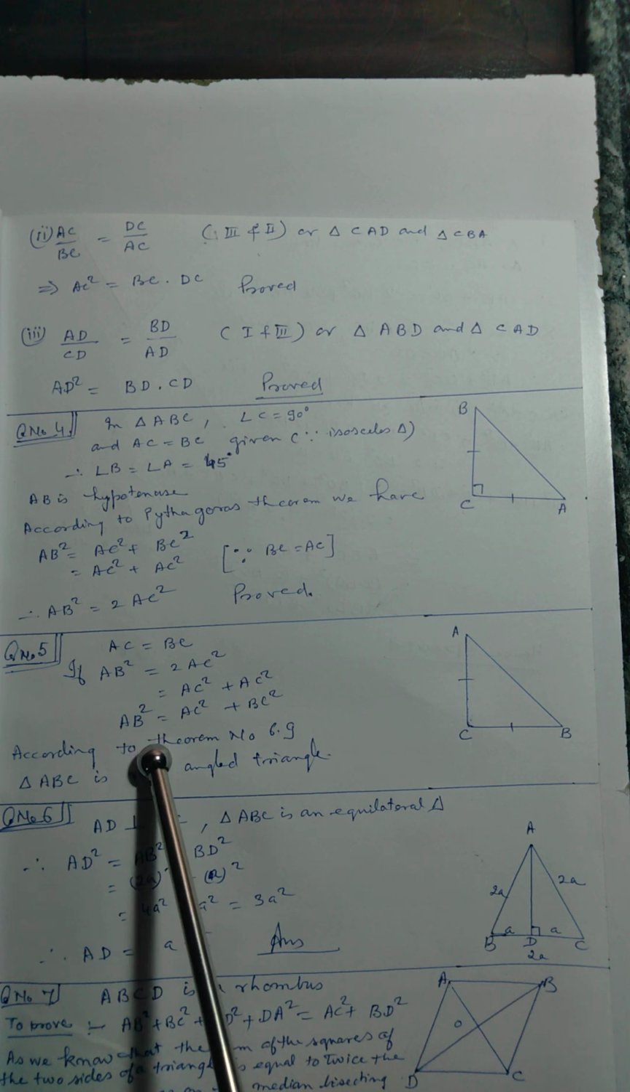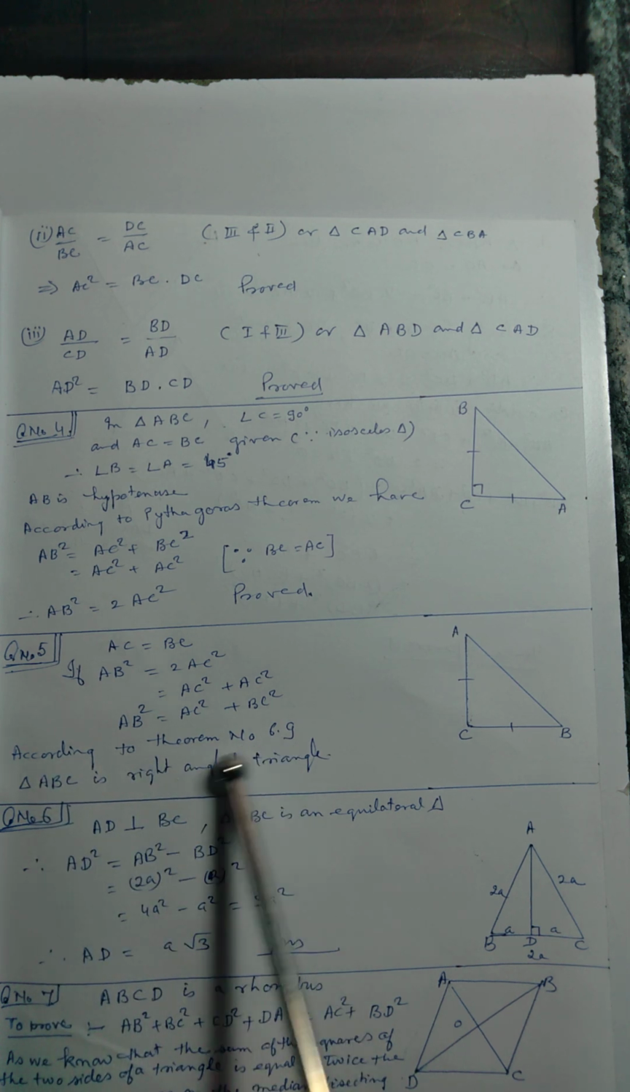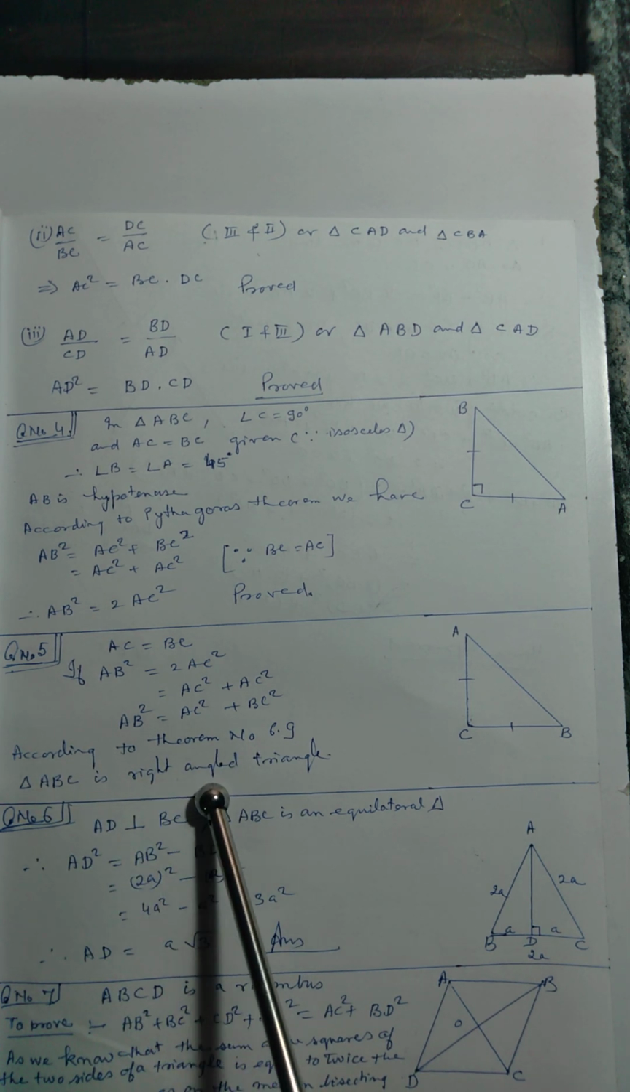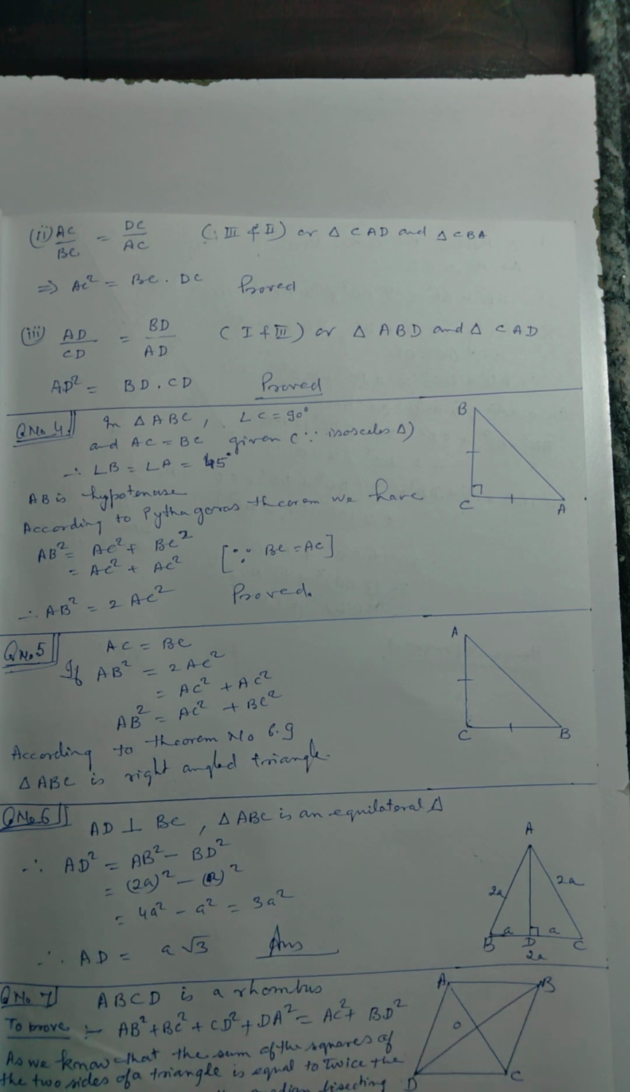Means the angle opposite to the AB will be 90 degrees. Here you see, according to theorem 6.9, ABC is a right angle triangle. Hence it is also proved. Now proceed to question number 6.